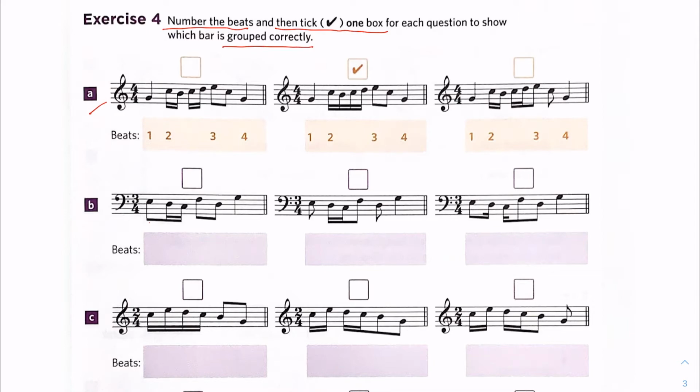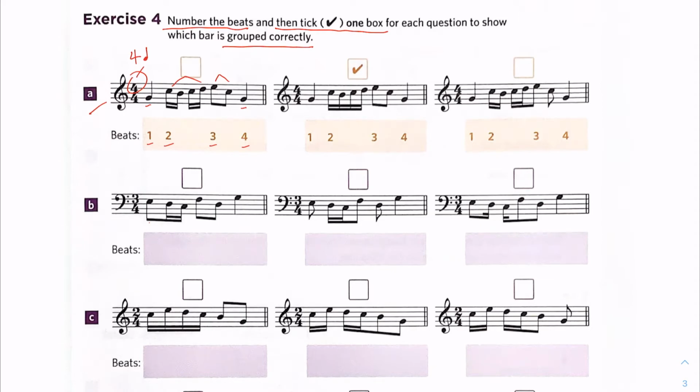So first of all, question A is in 4 4 time, which shows that there are 4 crotchet beats in every bar. So we're going to group the notes in crotchet beats. Here we have a crotchet, which is beat 1. Then we have 4 semiquavers, which is beat 2. 2 quavers, which is beat 3, and a crotchet, which is beat 4. If you remember from earlier, we said that semiquavers need to be grouped together in 4, but they are grouped in 2 instead, so it's not grouped correctly.